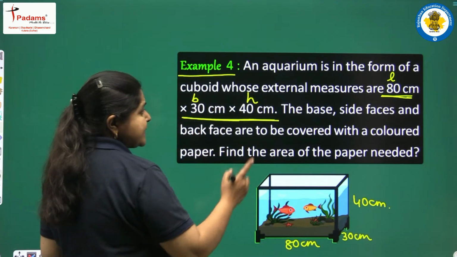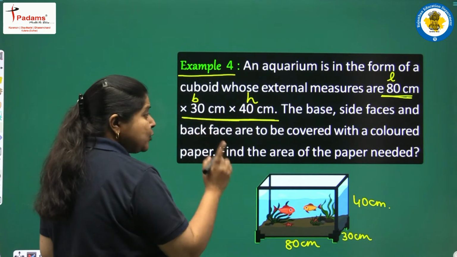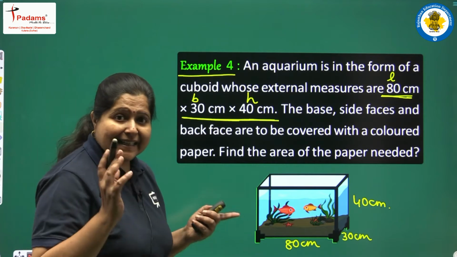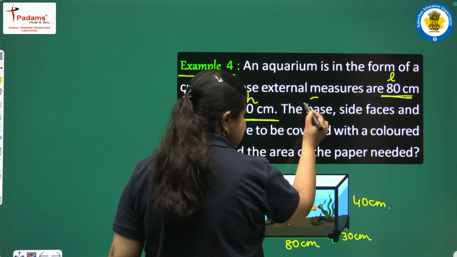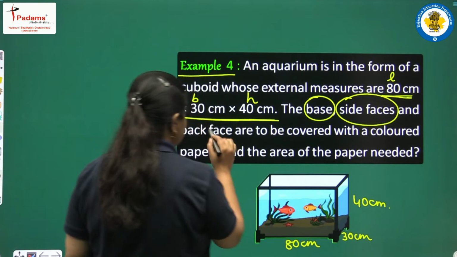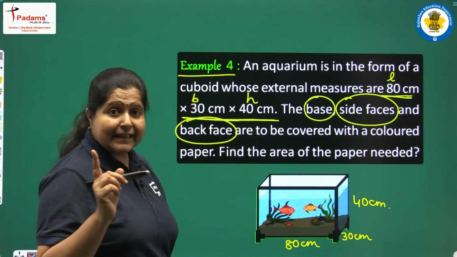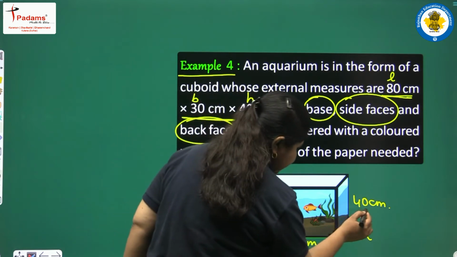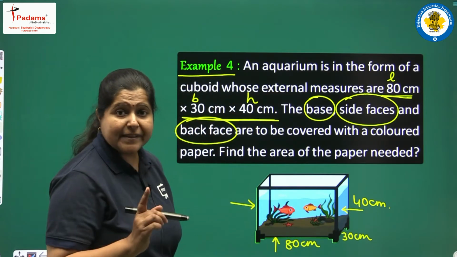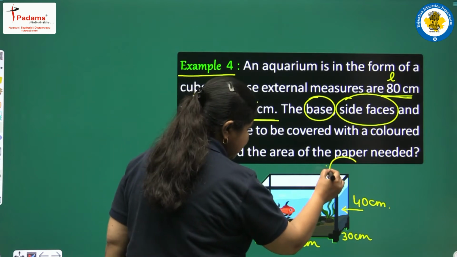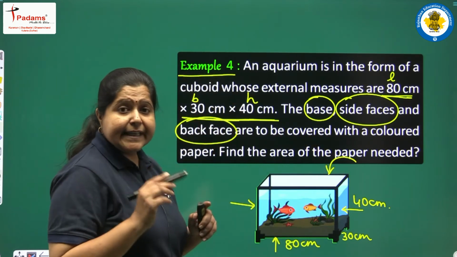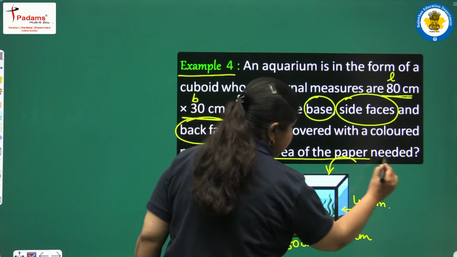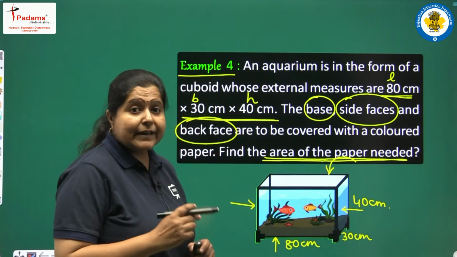Now the base, side faces and back face are to be covered with a colored paper. Find the area of the paper needed. यहाँ ये important है, किस किस को cover कर रहे हैं पेपर से? बेस को, साइड फेसेस को और बैक फेस को पेपर से कवर करना है. Have a look. The base, then the side faces. ये हो गया यहाँ से एक साइड फेस and this one is the other side face. इनको पेपर से कवर करना है. और फिर बैक फेस आप इमेजिन कर सकते हैं. At the back we have to cover these 4 faces by colored paper, and here we have been asked the area of the paper which is required to cover these faces.